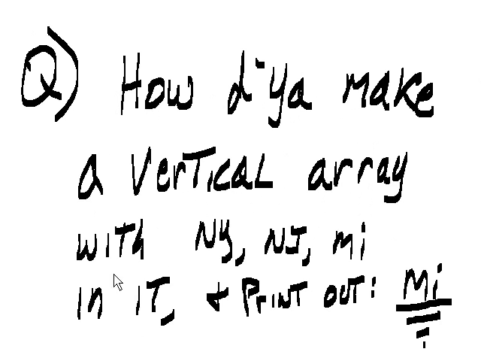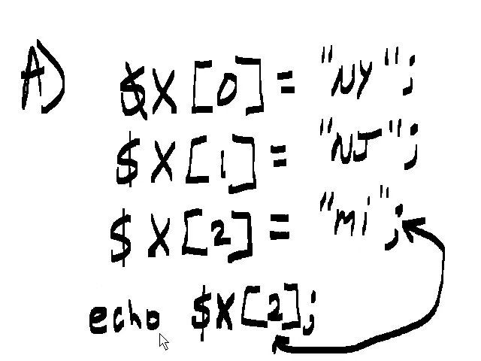Question: how do you make a vertical array with New York, New Jersey, and Miami in it and print out Miami? $x 0 squares equals New York, $x 1 squares equals New Jersey, $x 2 squares equals Miami, then echo $x 2 squares semi, and that brings me to Miami.